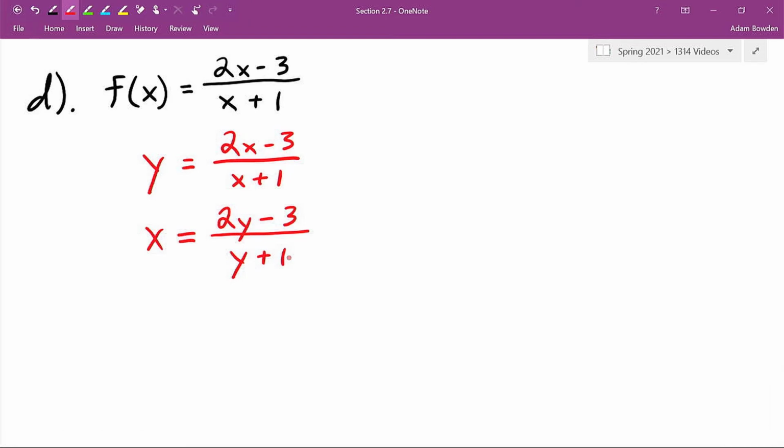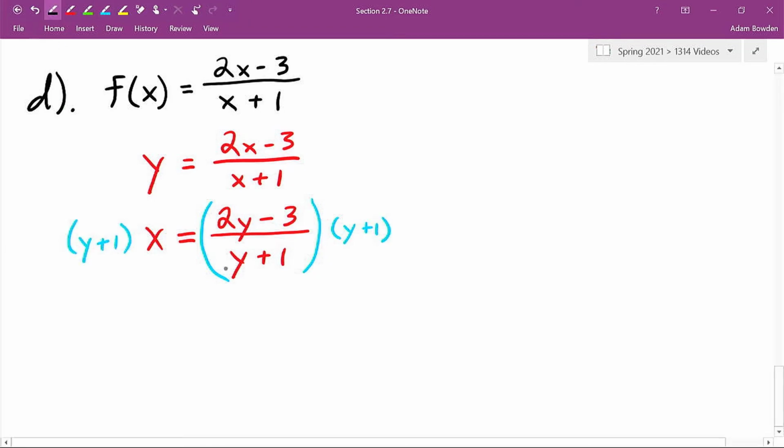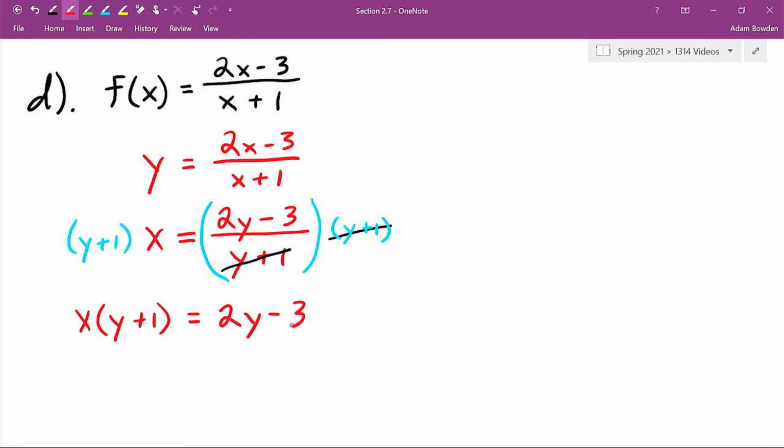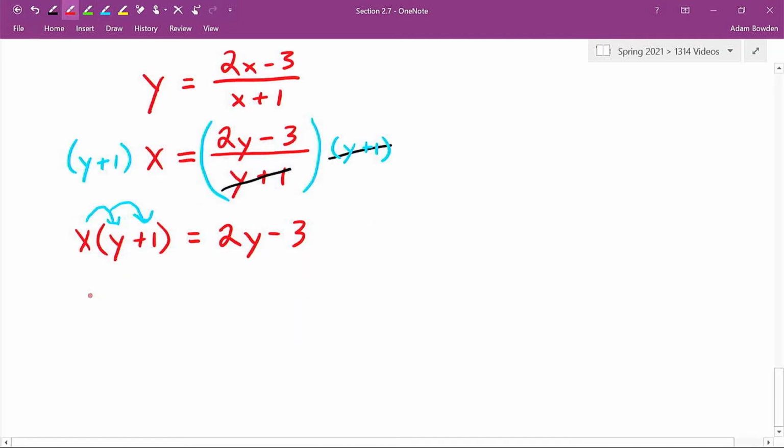So how we're going to solve it from here is multiply both sides by y plus 1. Multiplying this by y plus 1 because that's in the denominator, and I want to cross that out from the one side. So here this will change it to be x times (y plus 1) equals 2y minus 3. And we're always trying at this point to solve for y. What I'll need to do next is to distribute that x into the parentheses. What that would result in is xy plus x equals 2y minus 3.